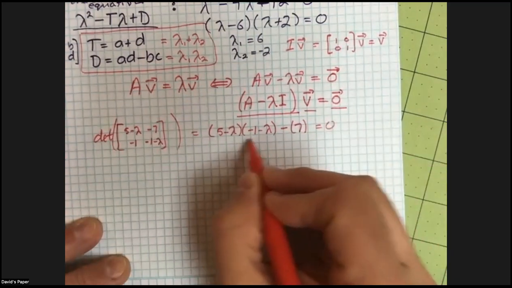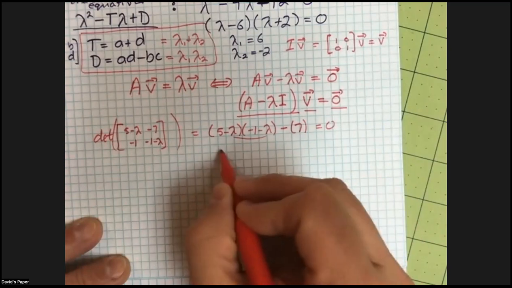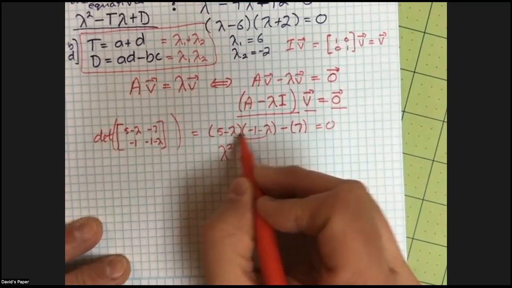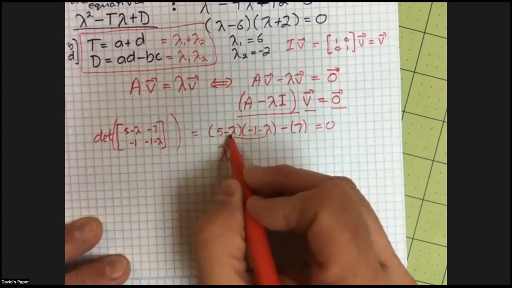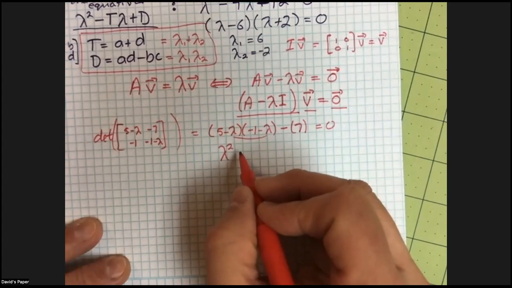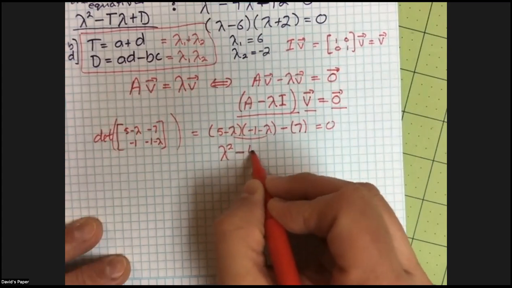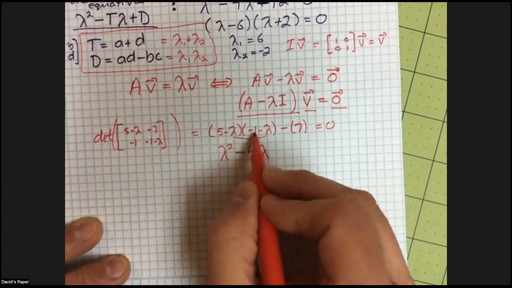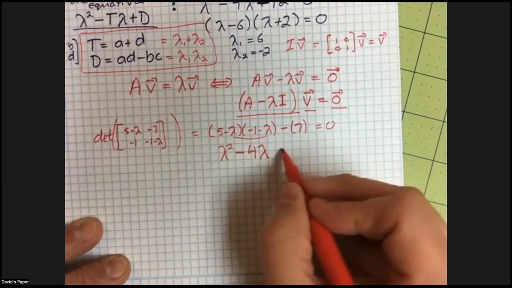But when you multiply this out, do you see what you get? You get a positive lambda squared. You get a minus 1 times minus lambda gives you positive lambda. But you get a minus 5 lambda there. So plus lambda minus 5 lambdas is minus 4 lambdas. And you also get 5 times minus 1 is negative 5, but another negative 7 makes negative 12.